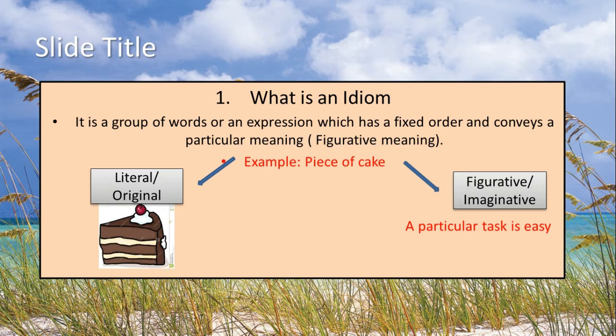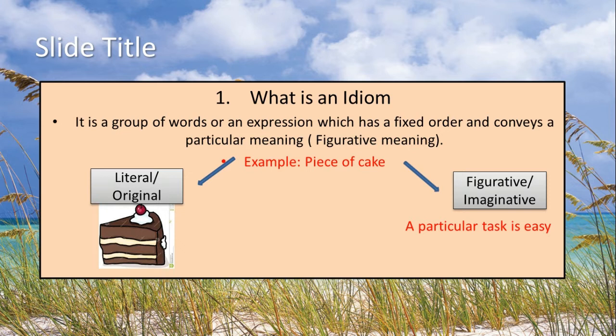I can't change the order of these words. I can't say a cake piece. No. Good. Now, what is the purpose of this expression? So, an idiom basically conveys a particular meaning. In other words, a figurative meaning.